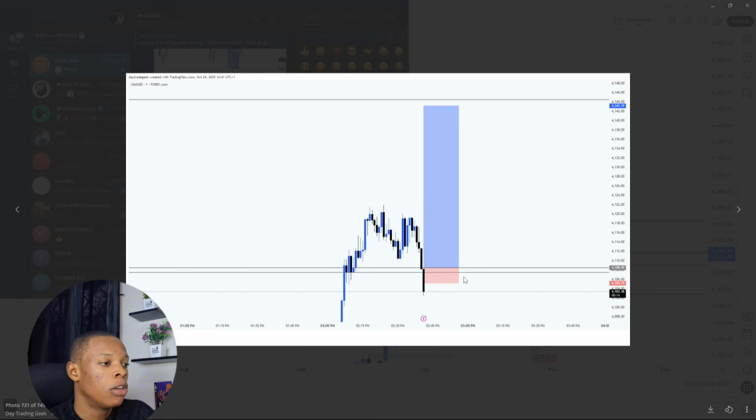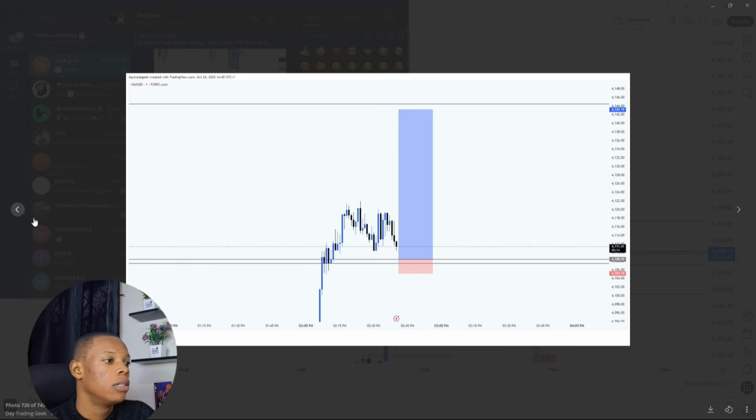This is another one I tried taking on gold. A possible buy on the key level, and what happened? It stopped me out. It did not go as I was expecting.